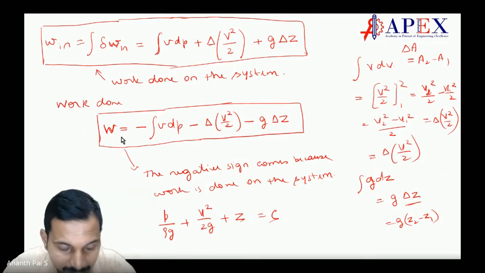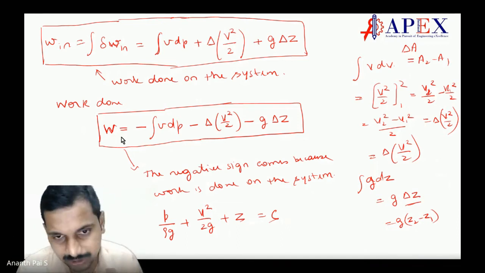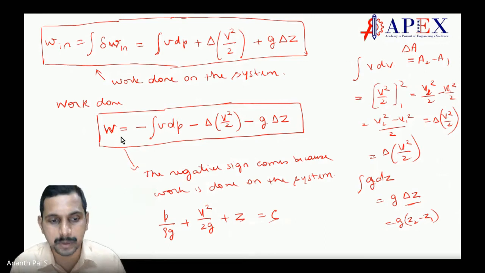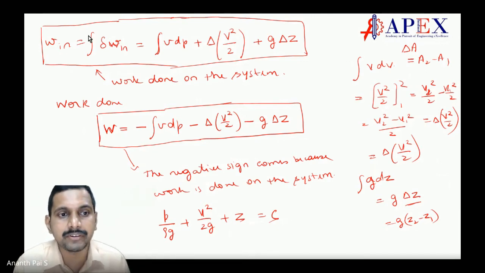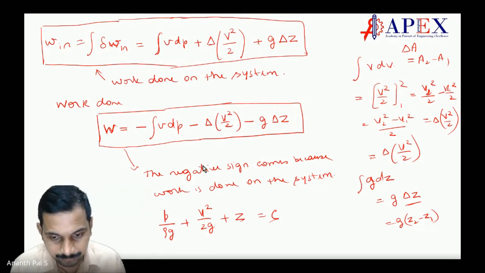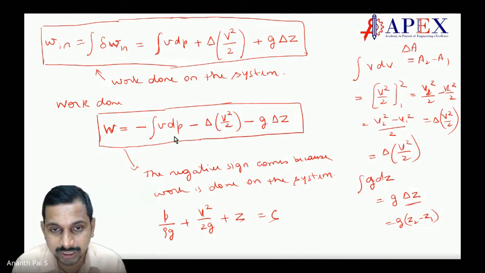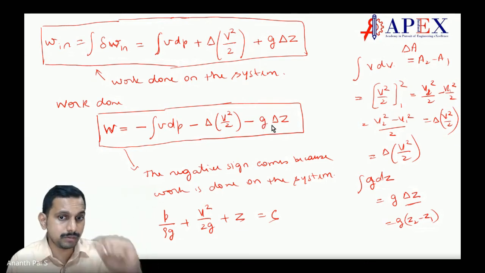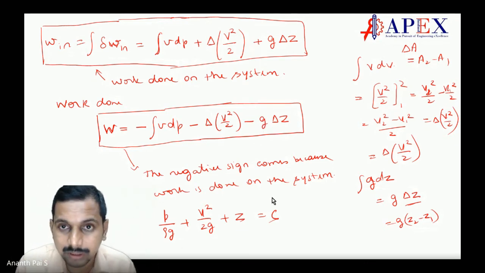I'll repeat again. Work done on the system is negative. Work done by the system is positive. And here, since we have taken everything as work done on the system, we are going to take it negative. That is the work done. And that relates to the change in VdP, which we will see later on. Delta V square by 2 is the change in the kinetic energy, and GdZ is the change in the potential energy per unit mass. Compare that with Bernoulli's equation.